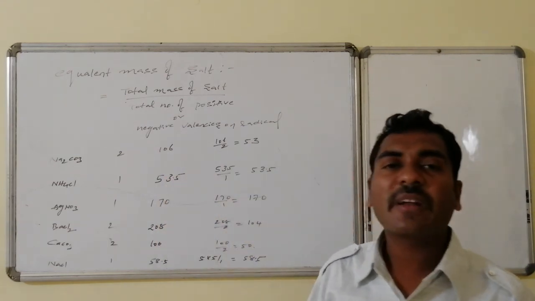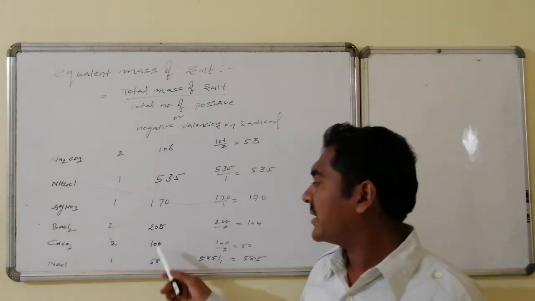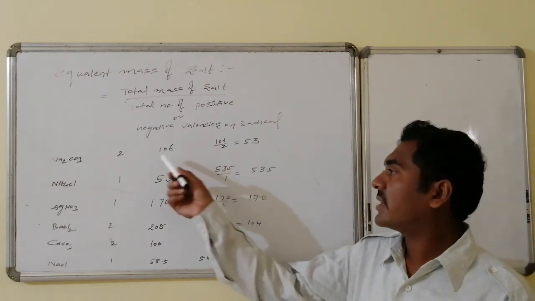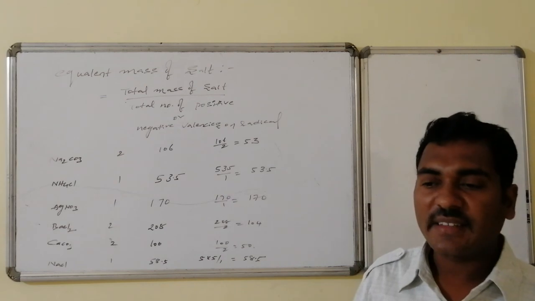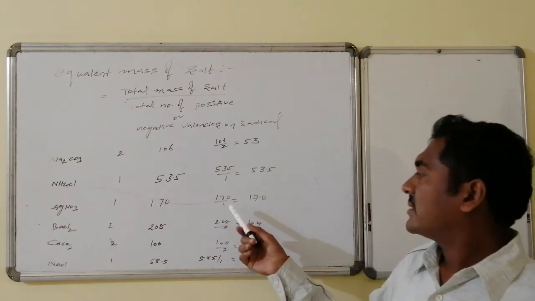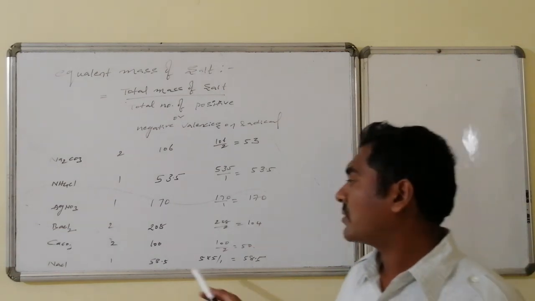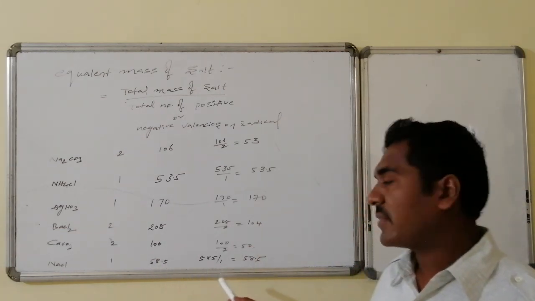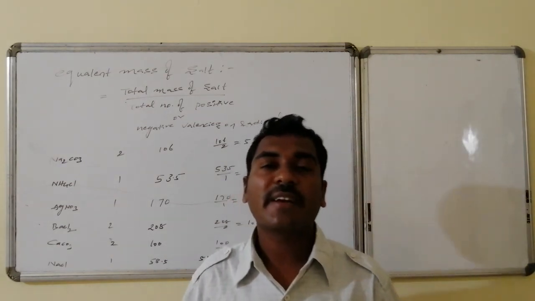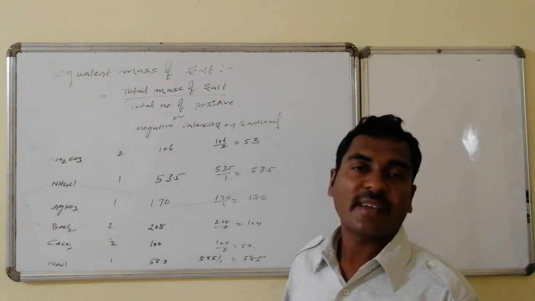The corresponding formula weights, gram formula weights, otherwise formula weights, are 106, 53.5, 170, 208, 100 and 58.5. The corresponding equivalent mass can be given by 106 by its corresponding charge, either on cations or anions, by 2, that will be 53, and here 53.5, so 170 as it is, here the charge is 2, so therefore 208 by 2 equal to 104, 100 by 2 is equal to 50, 58.5 by 1 is equal to 58.5. This is the equivalent weight, whereas gram equivalent weight can be given by the corresponding grams, and the exact equivalent weight can be given by the corresponding AMUs.